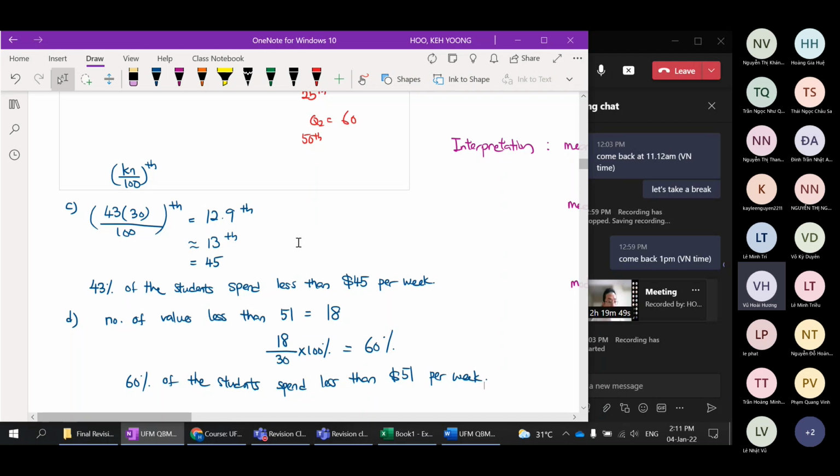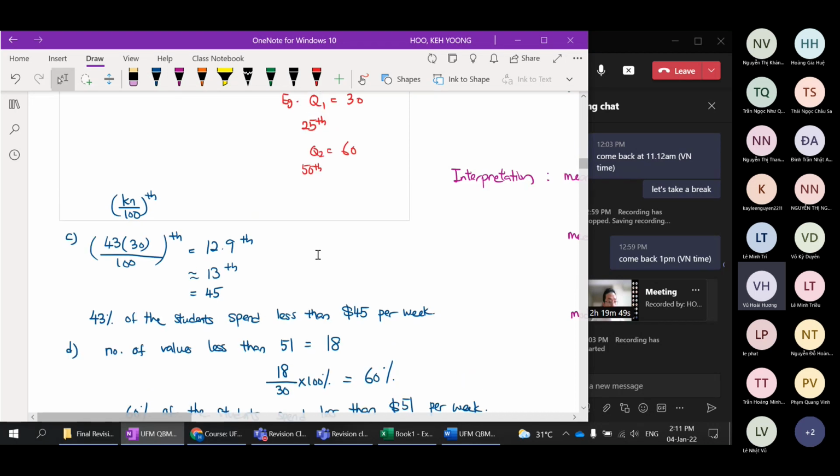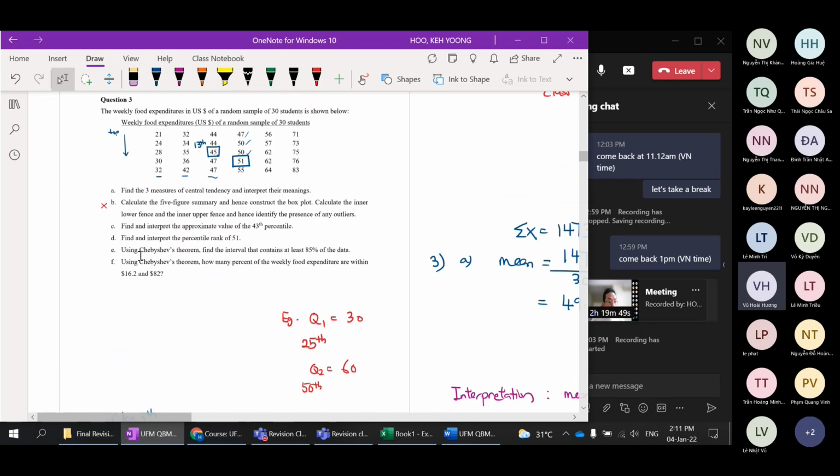Okay, Kenna. Okay, question E. Using the Chebyshev theorem, find the interval that contains at least 85% of the data. Chebyshev's theorem tells us that at least a certain percentage of the data lies within an interval, so we want to find the interval here.